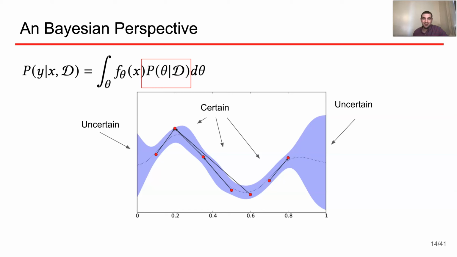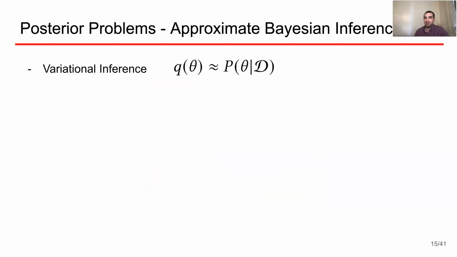But this posterior, the probability of theta given our data, is extremely intractable for neural architectures. Fortunately, we are able to perform approximate Bayesian inference, and specifically variational inference, where we learn a simpler distribution Q of theta that tries to approximate the true posterior, which is our theta conditioned on our training data. And there's lots of ways to perform variational inference.